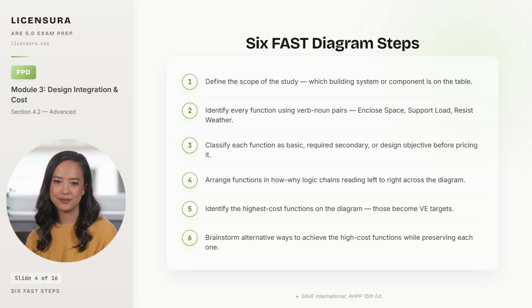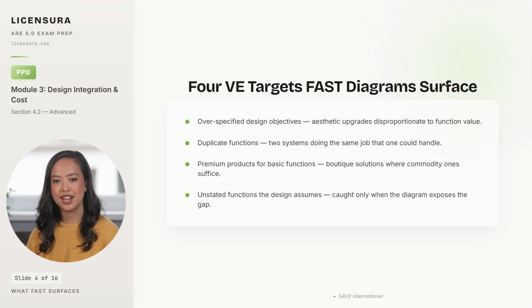4 classic VE targets emerge from honest, FAST work, and 4 traps that look like VE targets but aren't. 4 VE target classes that honest, FAST work surfaces. Over-specified design objectives, such as an aesthetic upgrade that costs disproportionately more than the function it serves, show up in the right side margin of the diagram and are the easiest legitimate VE targets. Duplicate functions are surprisingly common, 2 building systems performing essentially the same job because nobody traced the function chain end to end, and consolidating them frees significant cost.